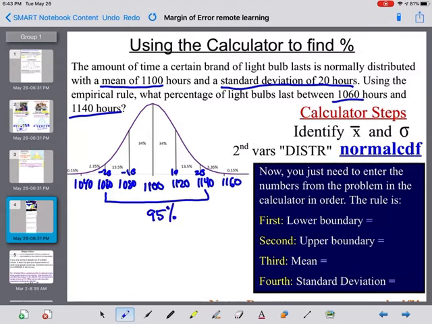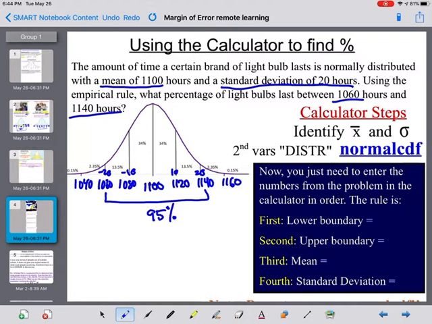Now I'm going to teach you how you can use the calculator to do this as well. So you just need to enter the numbers, first, calculator steps. Write down these steps. They're super, super, super important. First, you have to identify the mean and the standard deviation. Then in your calculator, you're going to push, and I'm going to show you how you can use Delta Math Calculator as well. It does the same thing as the TI-84.